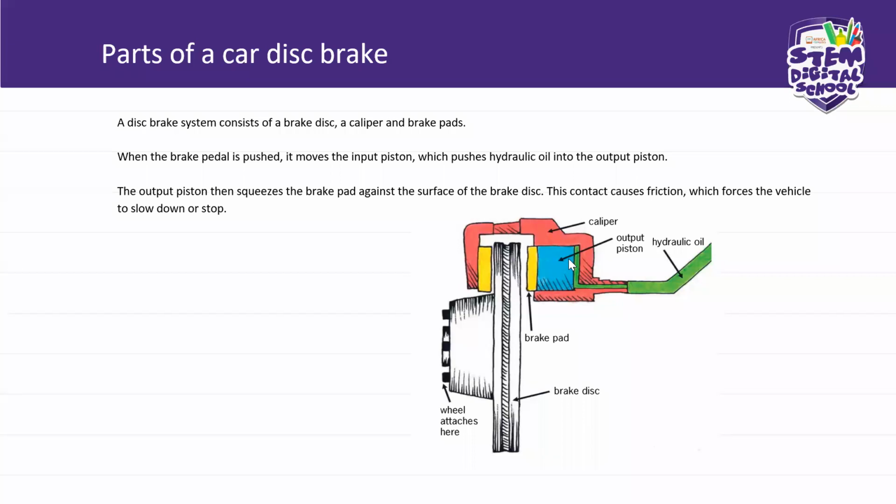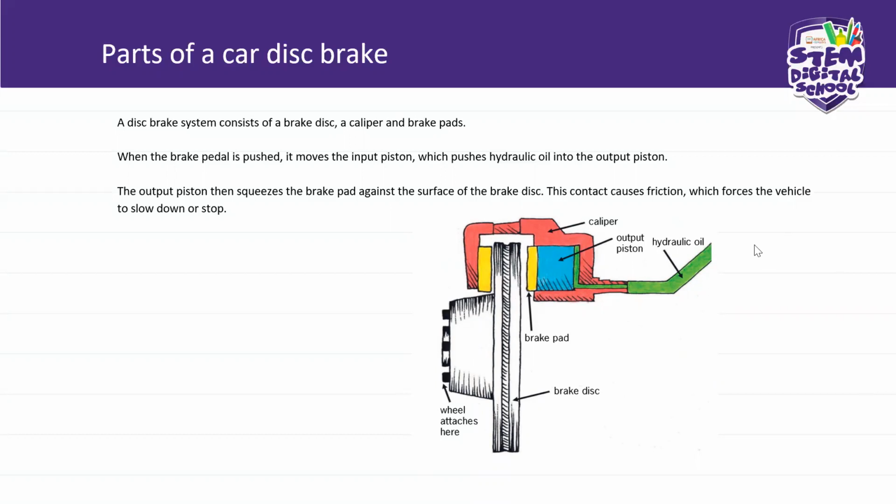And then that force that is multiplied will exert on the output cylinder and push the output cylinder so that the brake pad will come to the brake disc. And then that attachment will prevent the wheel from turning. Then the car stops. That is the operation. So the input is on the brake pedal inside the car.